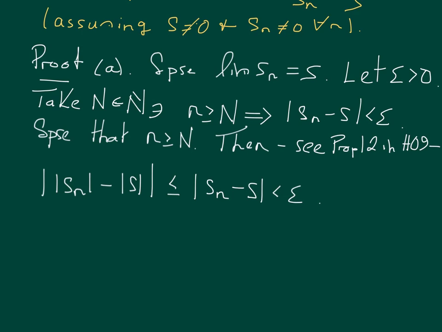So what have we shown? We've shown that given epsilon bigger than 0, we can find a positive integer capital N such that whenever little n is greater than or equal to capital N, the distance from the absolute value of S_n to the absolute value of S is less than epsilon. Well, that's all we need to say that the limit of the sequence of absolute values of S_n is equal to the absolute value of S. So that's all we need to prove. I wrote part A. In fact, this was part D, wasn't it? So that proves part D.